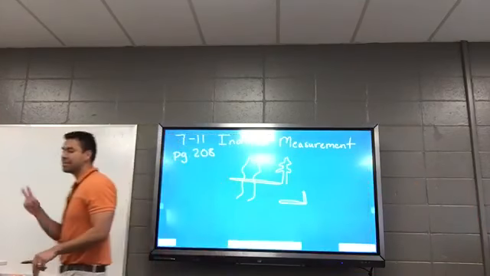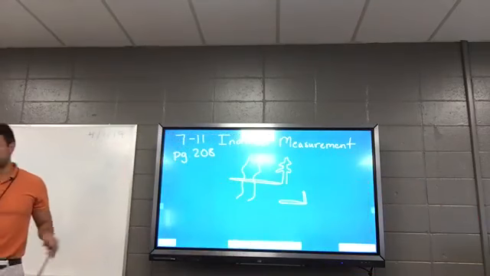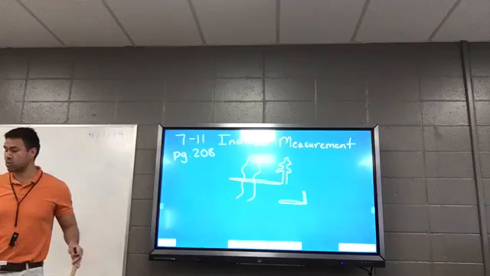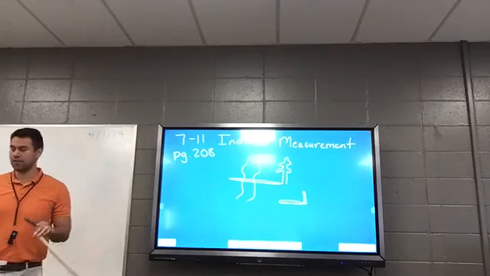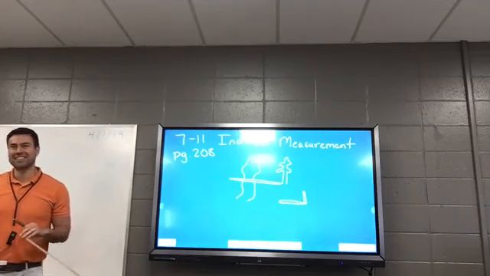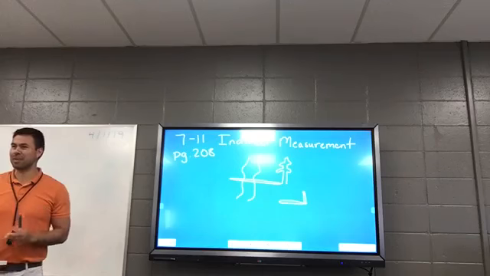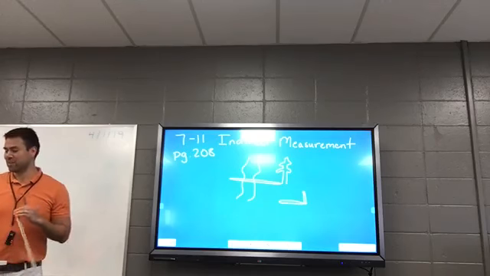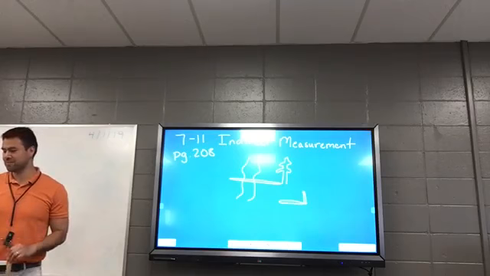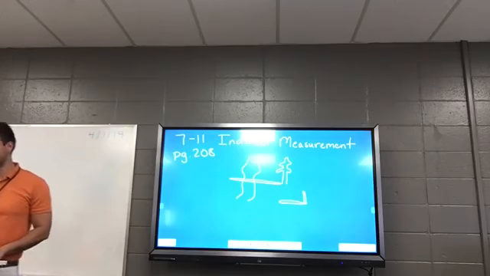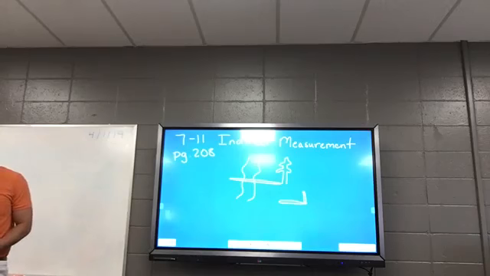Okay, who can read for me the second paragraph on page 208 that starts with "For a geology field project"? Wow, I see all those hands. I don't know who to pick. Matthew, if you could just read that paragraph for us. "For a geology field project, Elise needs to measure the distance across a deep gorge. The diagram shows how Elise uses a measuring tape, a stick, and shadows to do the project. What is the distance across the gorge?"